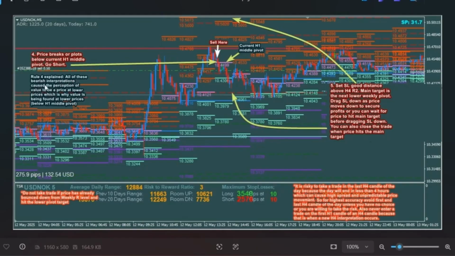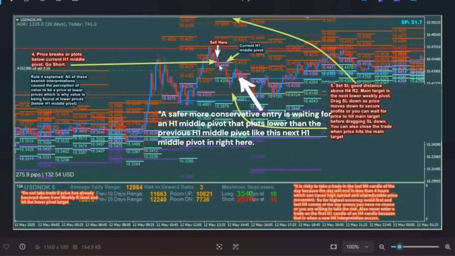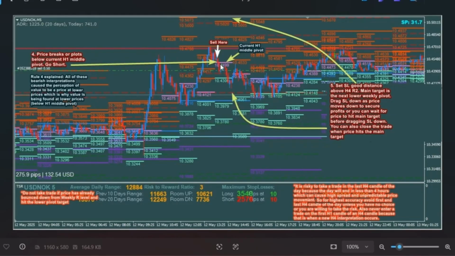Rule 4 explained. All of these bearish interpretations cause the perception of value to be a price at lower prices, which is why value is being found at lower prices, below H1 middle pivot, right here. So, in essence, the market is transacting at below average prices, okay? And the market can only transact when the market has found value, when buyers and sellers agree on a price to transact, and that price is called value. Okay? So value is being found at lower prices. That shows that buyers and sellers have a shared perception of value, which is a price at lower prices, and we trade in that direction, which is down.